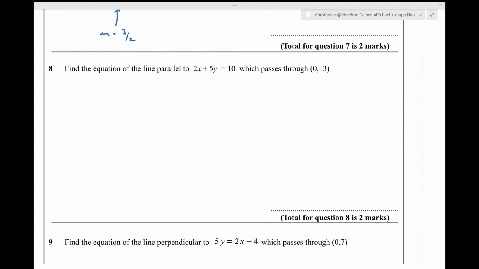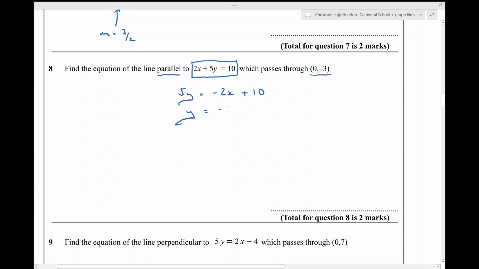Find the equation of a line parallel to this one, which passes through this point. Well, again, I need to know the gradient of that line. So I'm going to rearrange that: subtract 2y from both sides, subtract 2x from both sides. That leaves me with 5y is minus 2x plus 10. Divide both sides by 5. That tells you that y is equal to minus 2/5 of x plus 2. So now I know the gradient of my line here is minus 2/5.